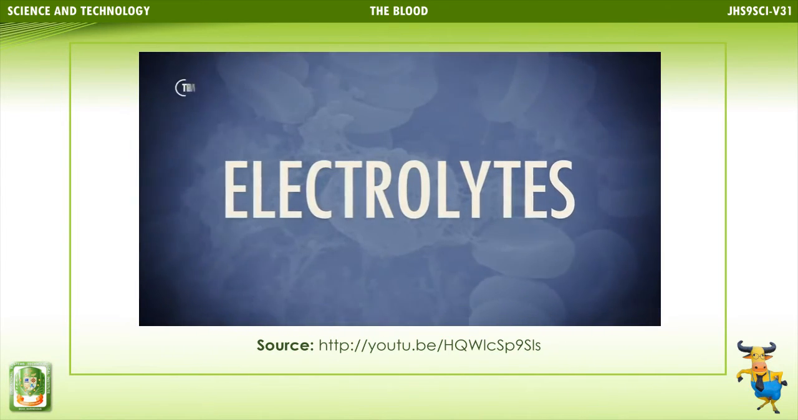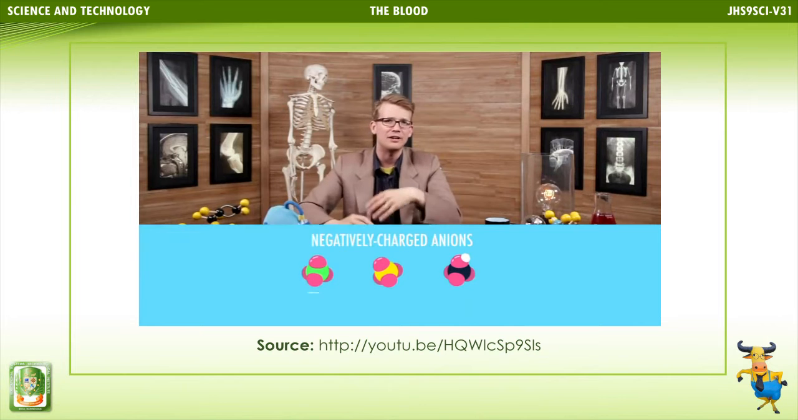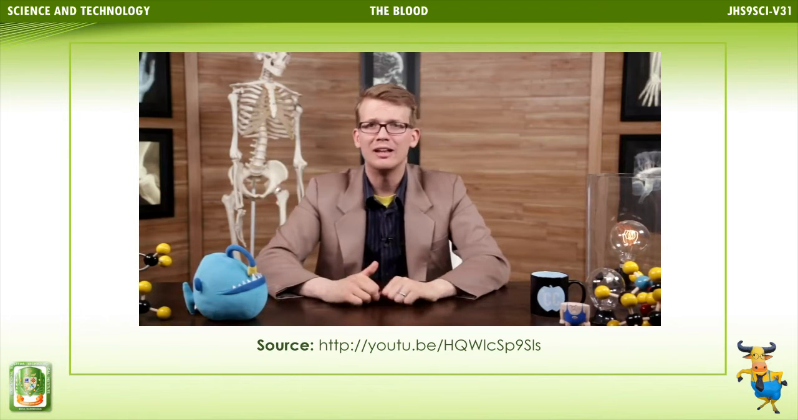The most abundant of these solutes are electrolytes, which you may have heard of as the secret ingredient in sports drinks, but they're really just positively charged cations like calcium, sodium, and potassium, and negatively charged anions like phosphate, sulfate, and bicarbonate. Together, these ions help regulate your blood's chemistry, maintaining its pH levels and proper osmotic pressure, and allowing other tissues to do their jobs, like making muscles contract and sending action potentials.